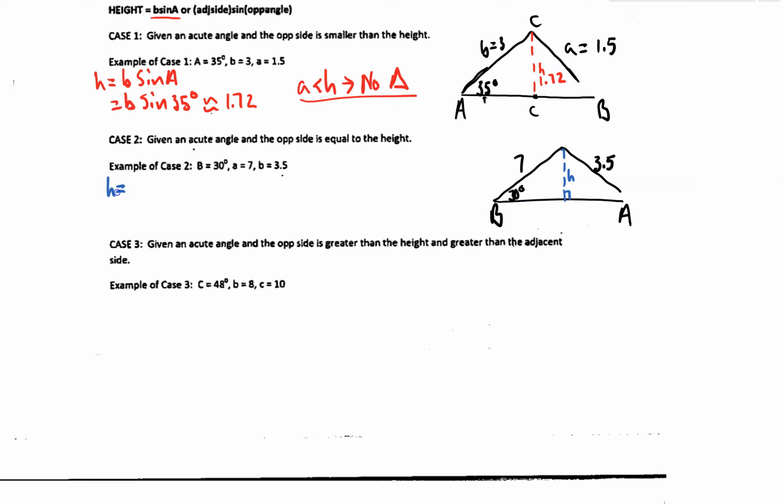So to find the height for this one, it is the length of A times the sine of B. So it changes slightly from what this one said. Plugging those values in, we get 7 sine of 30 degrees.